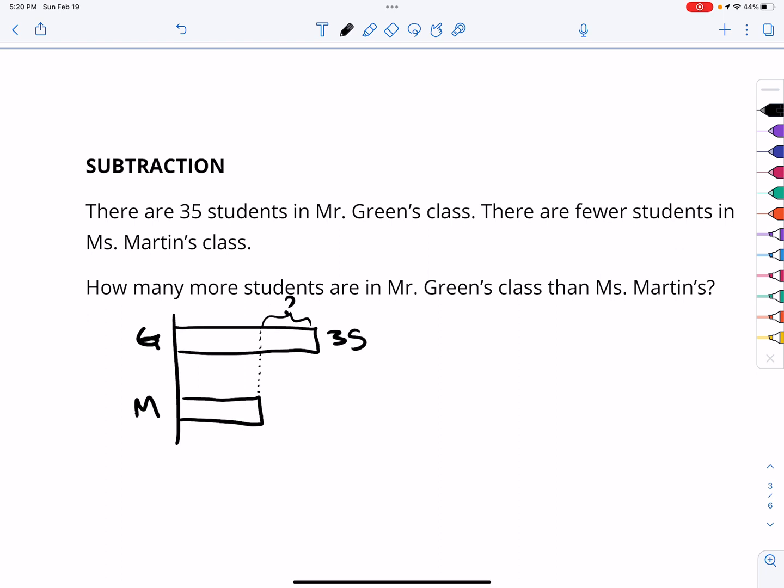right there. And so we would need to assign a value. I'm just going to say S for students. So for us to figure that out, according to this situation, we would need to take 35 and subtract S from it to find that difference. Because if we were to try to flip this around, S minus 35 does not quite make sense, because there's not more students in Miss Martin's class, there's more students in Mr. Green's class.